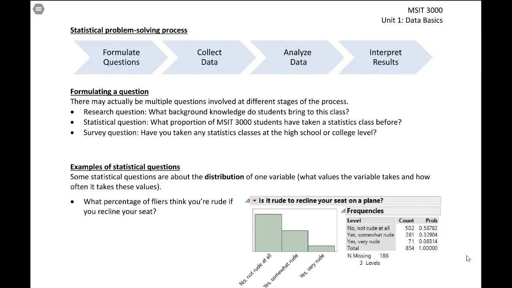This video is about the statistical problem-solving process, which is the process that we're going to go through over and over in this course as we analyze data. So the first step of that process is formulating questions. That's what we'll be talking about today.